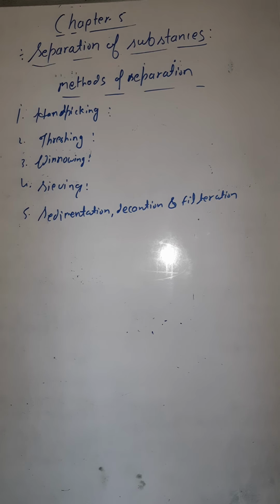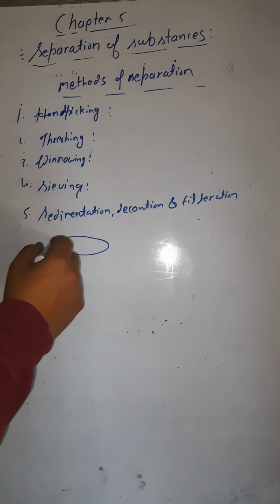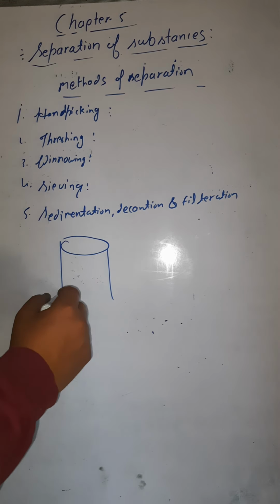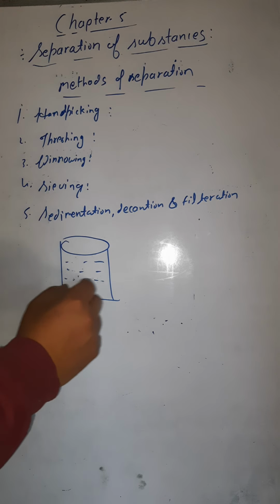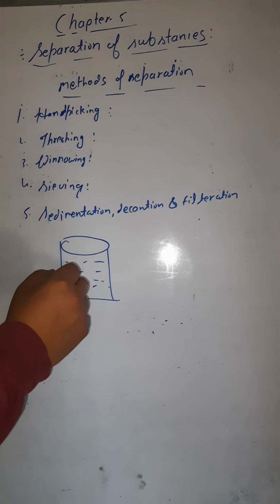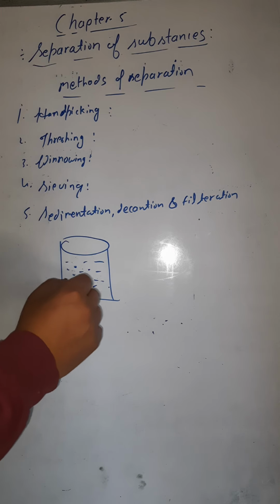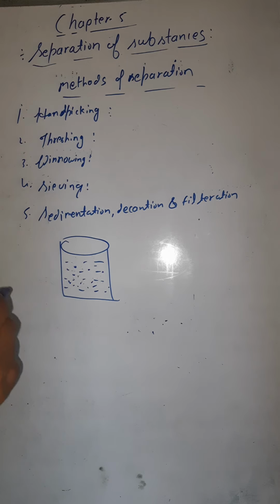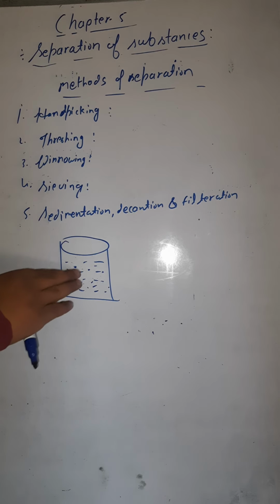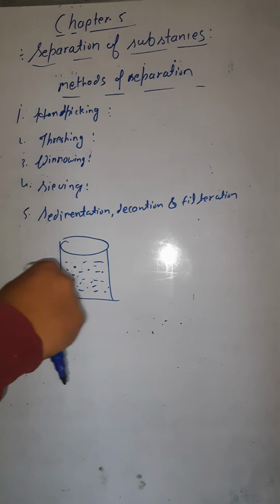Okay, so sedimentation means settling down of the heavier particles. Suppose you have a solution of water and sand particles. You have some sand particles in between here. These are the sand particles, and the rest is water. Now you want to separate the water from the sand particles. So how do you separate? You just keep the beaker stationary for some time. You do not shake it.